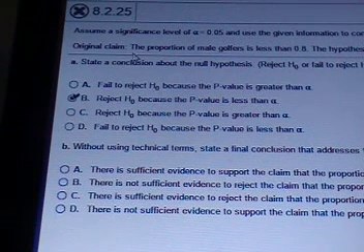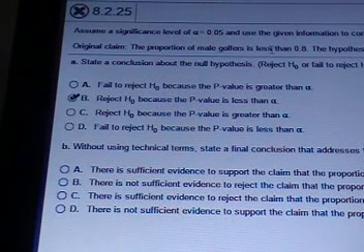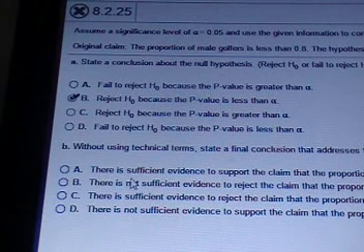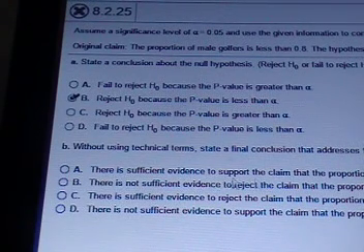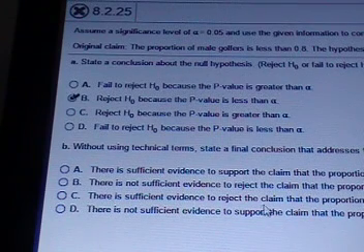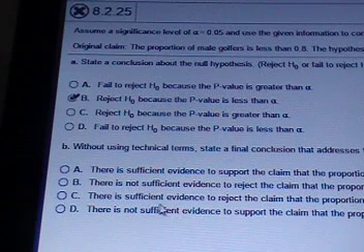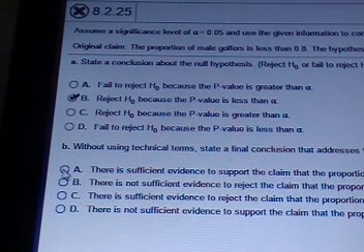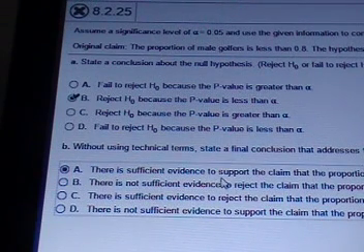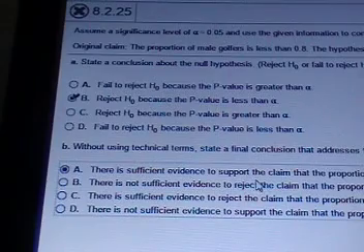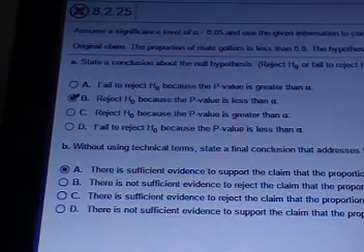But if a claim is in the alternative hypothesis, when you have a less than or a greater than in the claim, then you're trying to support it actually. And since we rejected the null, there is sufficient evidence to support the claim, not sufficient evidence to reject the claim. If the claim had been equal to 0.8, then there would have been sufficient evidence to reject the claim. But we're going to choose A, sufficient evidence to support the claim, because the claim turned out to be in the alternative hypothesis.